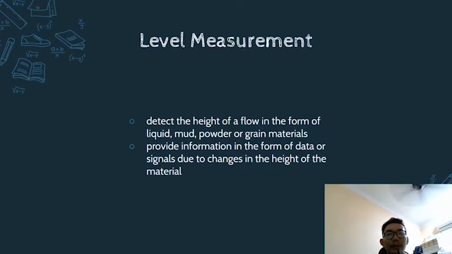I will continue the presentation by explaining what is level measurement. Level measurement is used to detect the height of the flow in the form of liquid, mud, powder or grain material. It basically provides information in the form of data or signal due to change in the height of the material, such as in the tank, silo, open space.